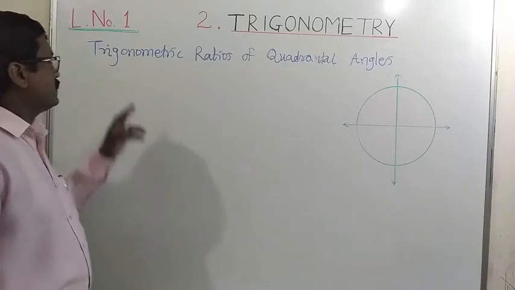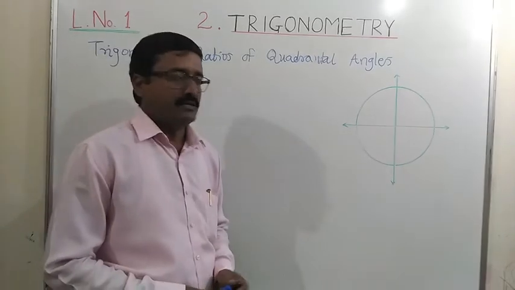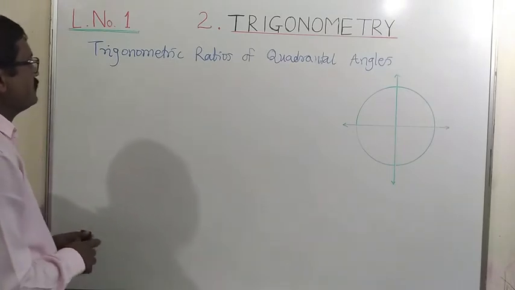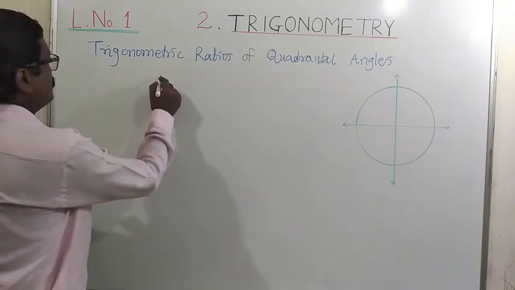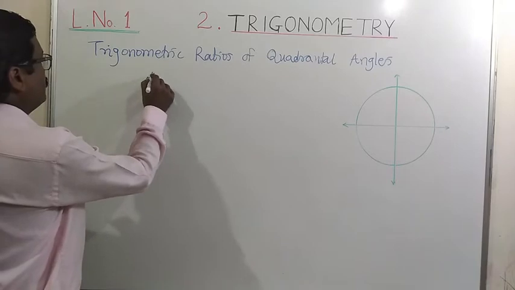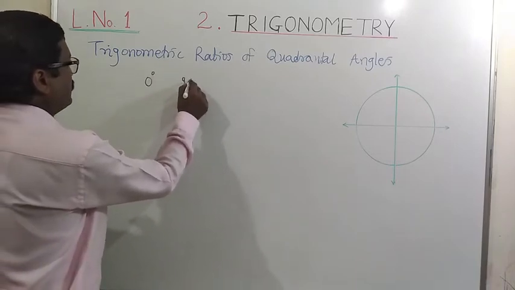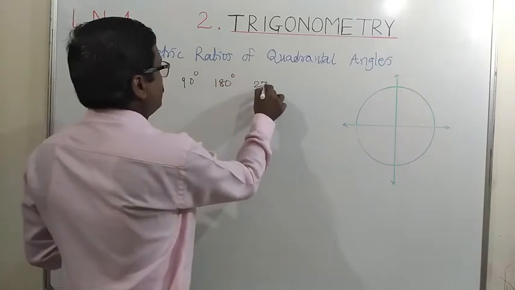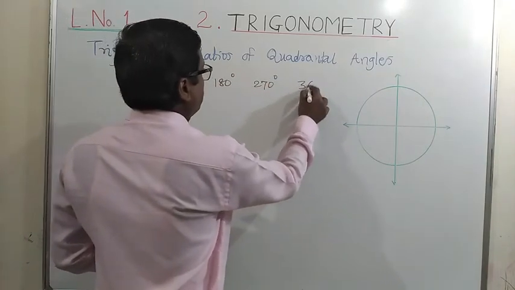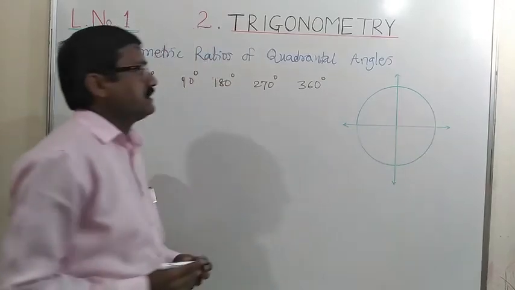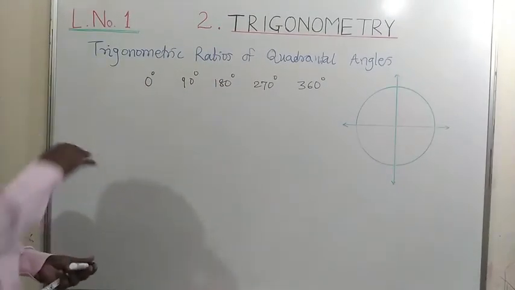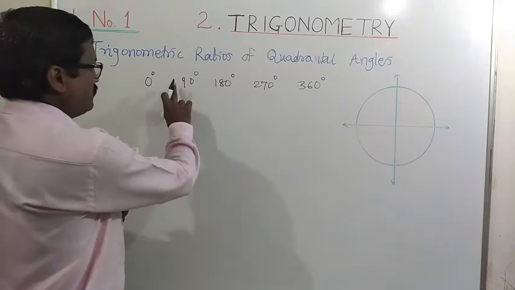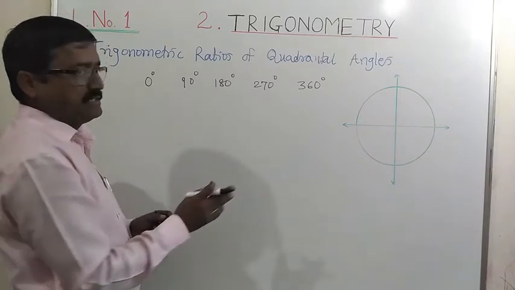Now let us see the trigonometric ratios of quadrantal angles. Quadrantal angles are nothing but the angles having measure 0 degree, 90 degree, 180 degree, 270 degree, and up to 360 degree. They may be positive or negative, plus minus. Positive 90 is different and negative 90 is different.